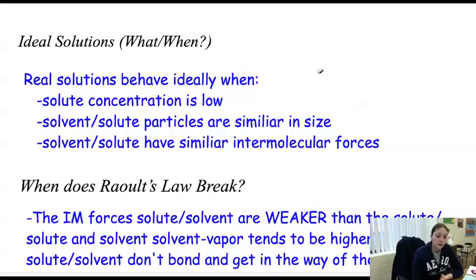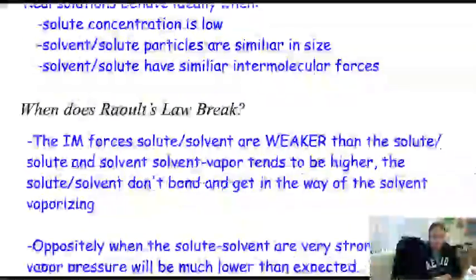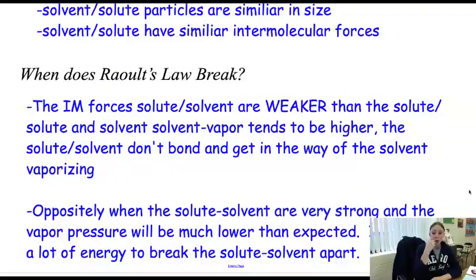Now, if they're similar in size or have similar intermolecular forces, then you're not interfering a lot. They don't have really huge particles that get in the way and cause us to care more about what kind they are. Now, when is Raoult's law not really going to be good? That's when my intermolecular forces between solute and solvent are weaker than what they would be by themselves. My vapor pressure tends to be higher then, and the solute and solvent don't bond, and they get in the way of the solvent vaporizing.